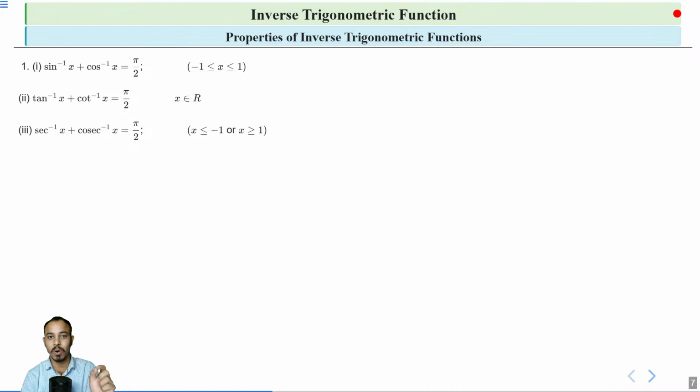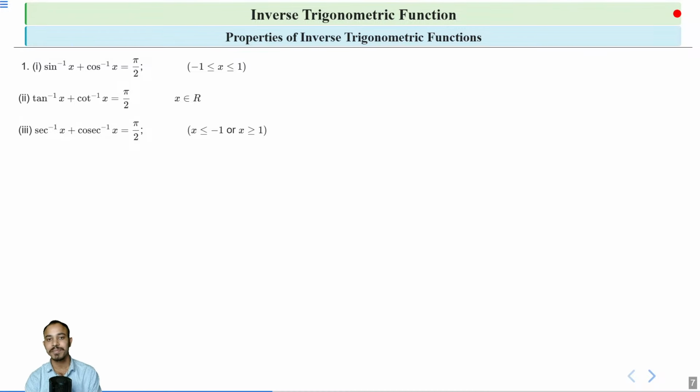Tan inverse x plus cot inverse x is equal to pi by 2, and sec inverse x plus cosec inverse x equal to pi by 2. Okay, and you have to also keep in your mind this restriction of x. So for sine inverse x plus cos inverse x equal to pi by 2, here minus 1 less than equal to x less than equal to 1. For tan inverse x plus cot inverse x equal to pi by 2, here x belongs to the set of real numbers. For sec inverse x plus cosec inverse x equal to pi by 2, here x is less than equal to minus 1 or x is greater than equal to 1.